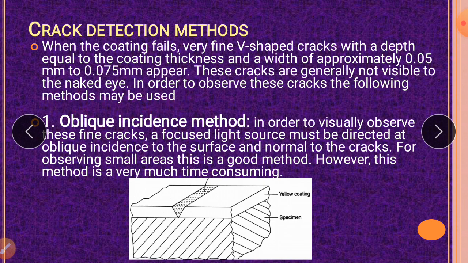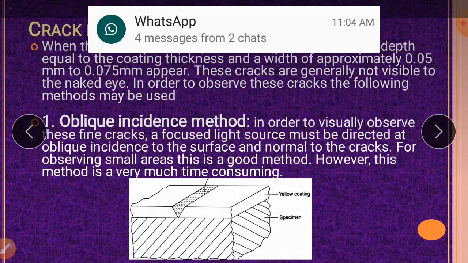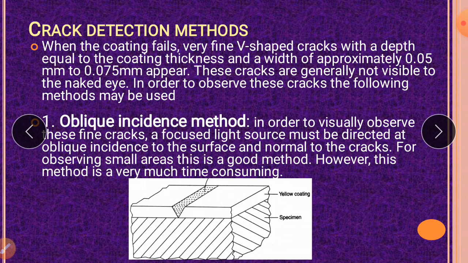If you apply the coating and you apply the load, some cracks are going to be generated which are very minute and you can't see them with your bare eyes. So to see those cracks, you require some special methods. The first method is the oblique incidence method. You can see in this diagram the V-shaped cracks that are generated, which are very minute and will not be seen by your bare eyes, on the yellow coated specimen.